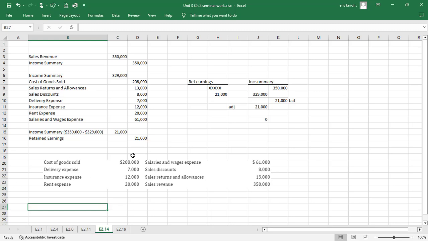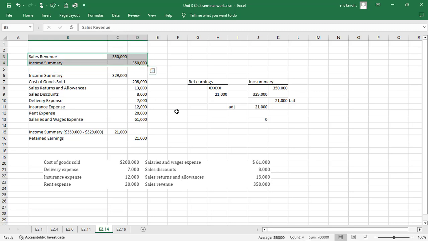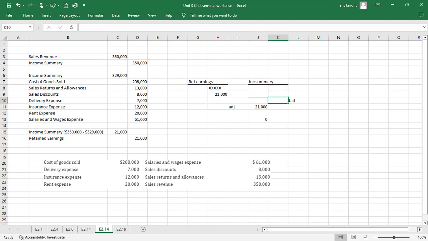Well, we need to take these accounts and zero them out. So let's start with the sales revenue. We're going to take the sales revenue, which is $350,000, and remember, sales revenue is a credit, and so to zero it out, we need to debit it. And then we're going to put it in a temporary holding bucket called the income summary. So our income summary, let's just zero this out. The income summary is a temporary bucket. That means it's zero. So we're going to put the 350 there.